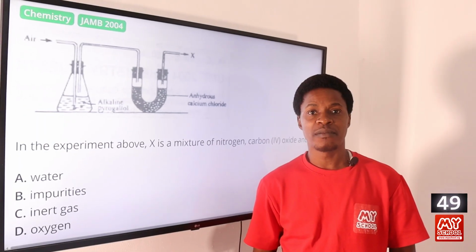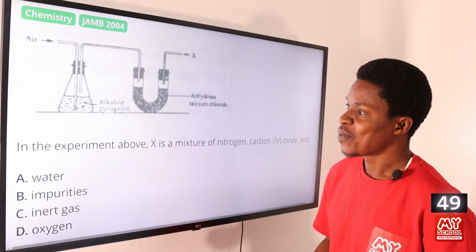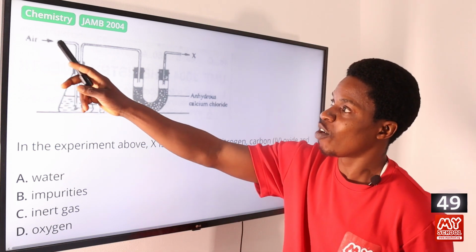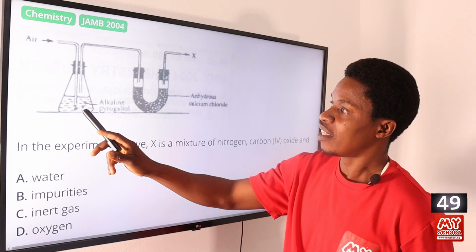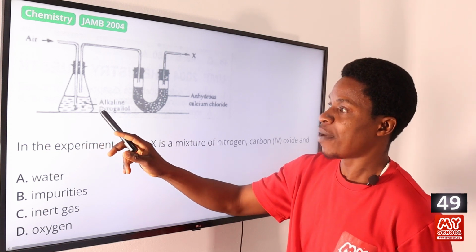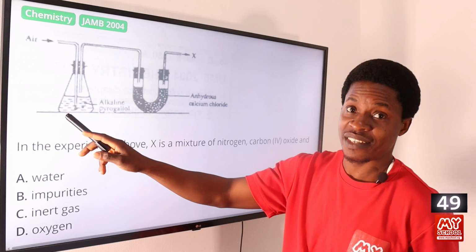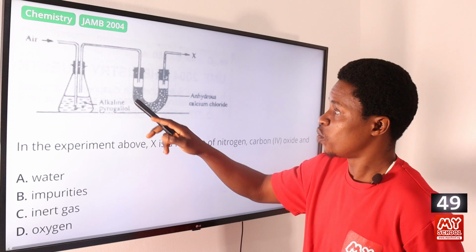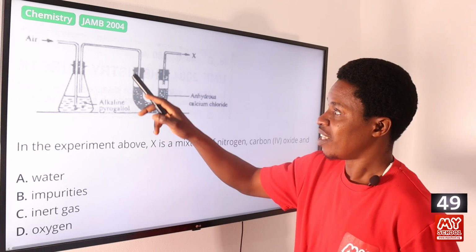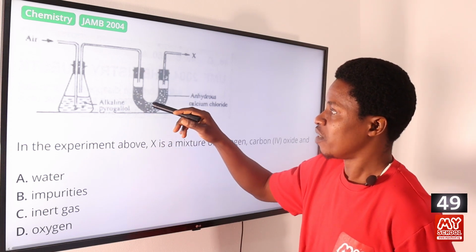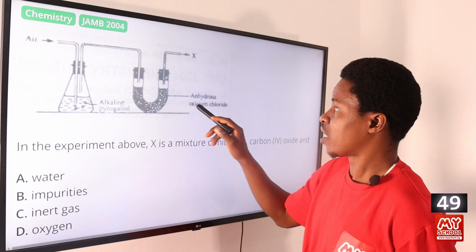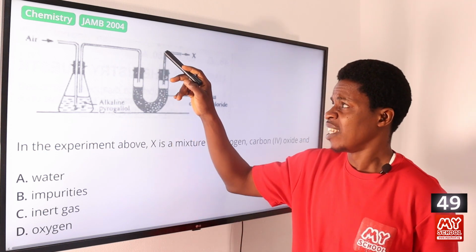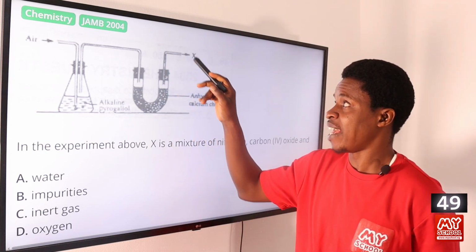Now let's move on to question number 49. We have an experiment here, a diagram. That is air coming in here, and then we have alkaline pyrogalol. That's the content we have in here. Then we have a U-tube kind of shape, and inside of this we have anhydrous calcium chloride, and then here we have this coming out, and then we have X eventually.